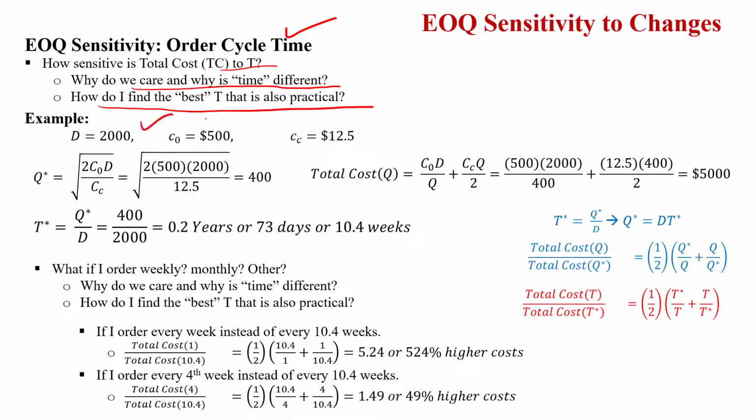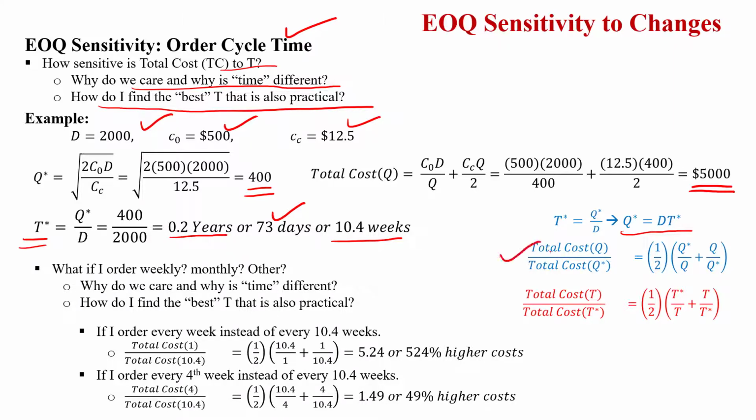If I'm saying demand, ordering cost, carrying cost, based on that we have calculated the optimum order quantity as well as the total cost, and T star, the time between orders, is going to be Q star over D, which is 2.5 years. If we multiply by 365 days, that is 73 days. If we convert these days into weeks, that is 10.4 weeks. So T star is Q star over D, which means Q star is going to be D times T star.